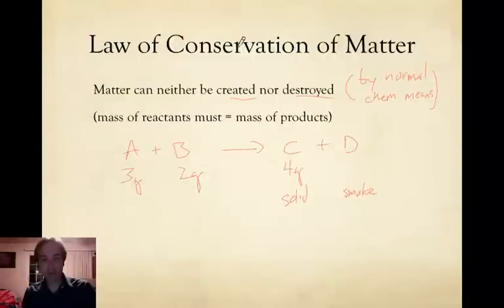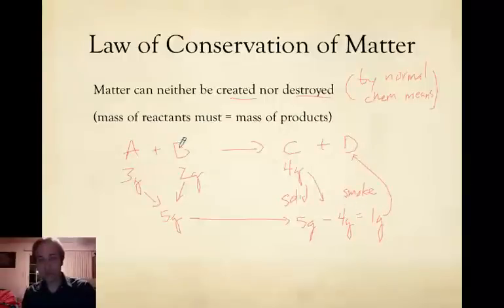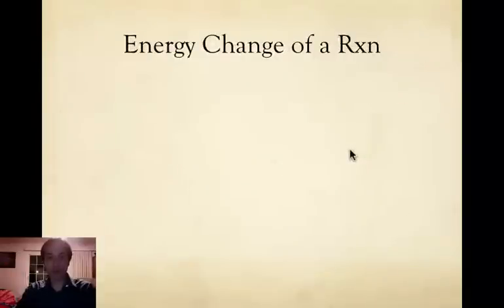But if we know the law of conservation of matter, we know that this side, if we add it together, so 3 grams plus 2 grams gives us 5 grams, we know that this 5 grams has to be represented in the products as well. So if we take 5 grams from over here, subtract our 4 grams, that's going to leave us with 1 gram left over, which is how much of D we had. So we couldn't measure the smoke, we didn't collect it, we didn't put it on the scale, but we could in fact use the law of conservation of matter to determine it.